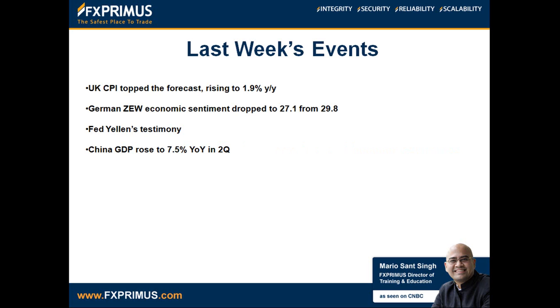It's pretty light. The UK CPI topped the forecast, rising to 1.9% year on year. That's the reason you see on the CPI announcement that sterling is shooting higher. Why is sterling shooting higher? It's the Bank of England. The inflation target is about 2%, so now it's only 0.1% lower than the central bank's target.